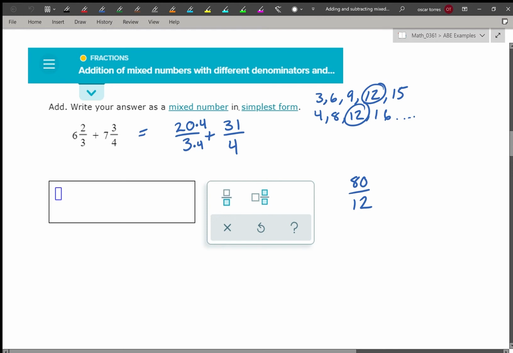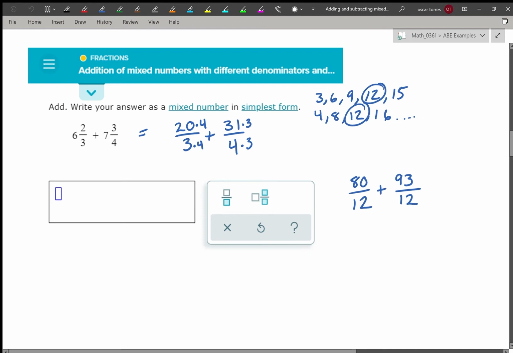Now we repeat the process for the second fraction. We're trying to get the denominator to also be a 12. So what do I multiply 4 by to make it into a 12? Well, I need to multiply it by 3. What I do to the denominator, I do to the numerator. So we have 31 times 3 in the numerator. What is 31 times 3? That would be 93. So we end up getting a 93 for the numerator of this fraction, and then the denominator, 4 times 3 becomes 12.